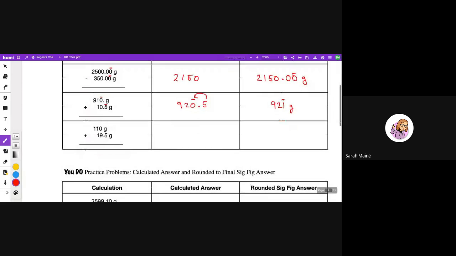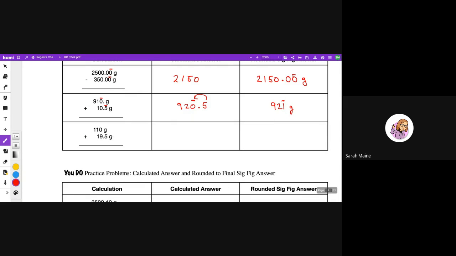So take a look. Now we have two masses, 110 plus 19.5. Your calculator will show you a calculated answer of 129.5. We have to figure out, can we keep all these digits or only some of them? So when we look at 110, we have a trailing zero, no decimal. So the last place that we have a significant digit is the ones that's in the 10 spot.